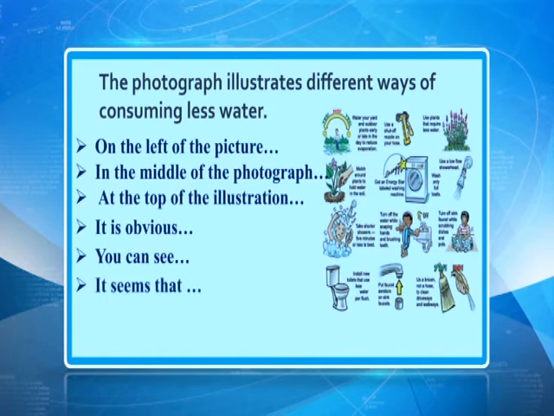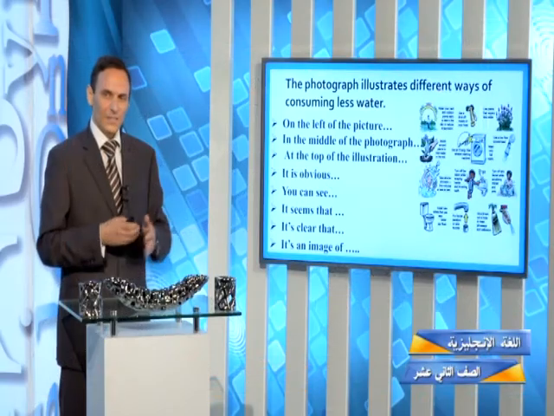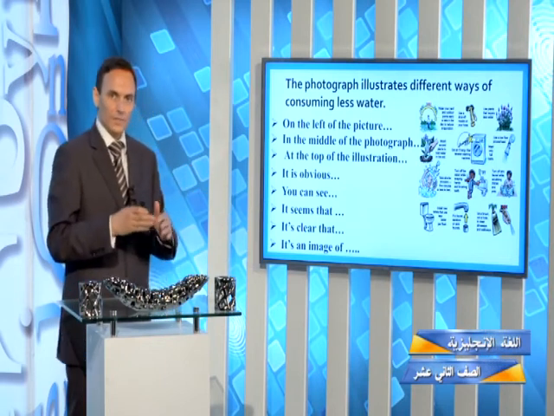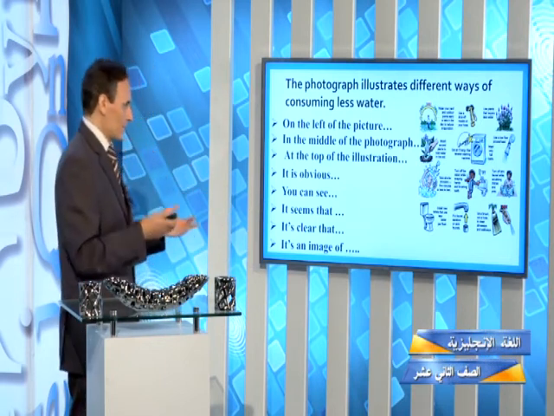You can also use the expression, it seems that. It seems that this picture is talking about different ways of such and such thing. And you can use the expression, it is clear that. Okay? So it is clear that is synonymous, it has the same or equivalent meaning as it is obvious. And the last expression for today is, it is an image of. It is a photograph of such and such thing. It is an image of so-and-so problem.